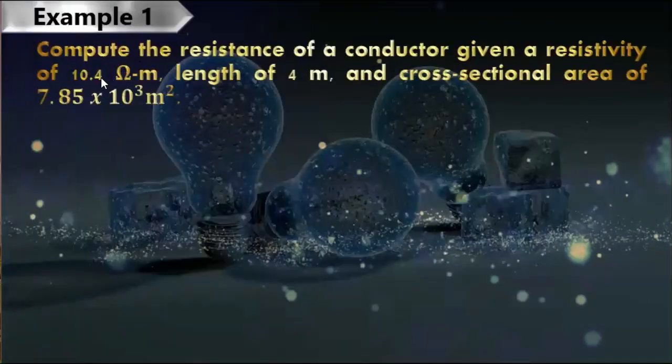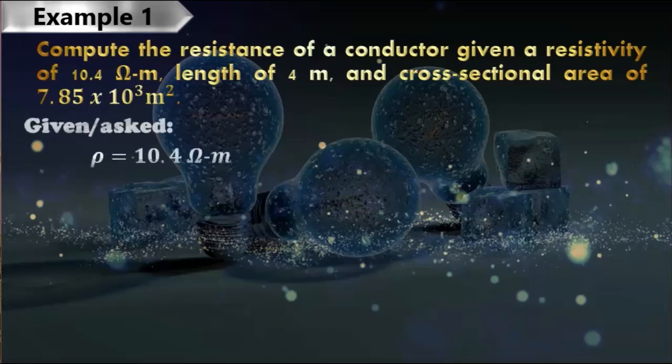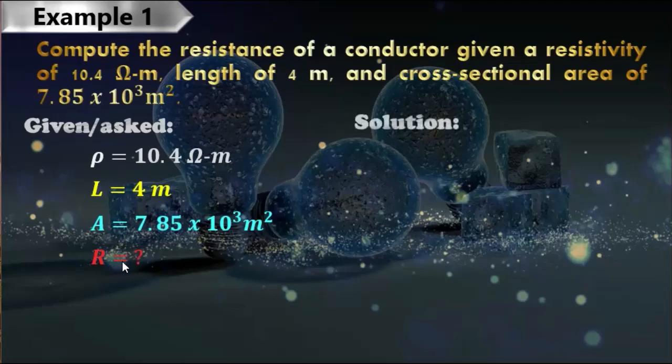Let's solve example number 1. Compute the resistance of a conductor given a resistivity of 10.4 ohm meters, length of 4 meters, and cross-sectional area of 7.85 times 10 raised to the power of 3 meters squared. Input the given and being asked in the problem. We have here the resistivity is equal to 10.4 ohm meter, and length is 4 meters. Cross-sectional area is 7.85 times 10 raised to the power of 3 meters squared, and the unknown is the resistance.